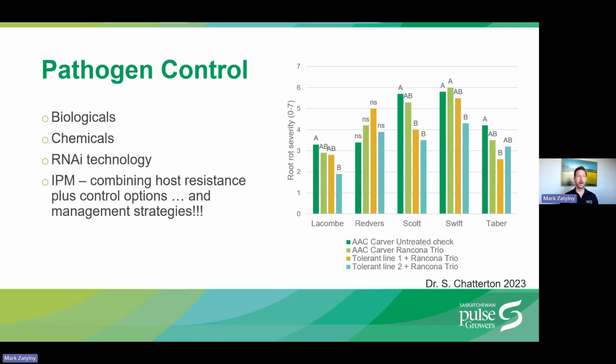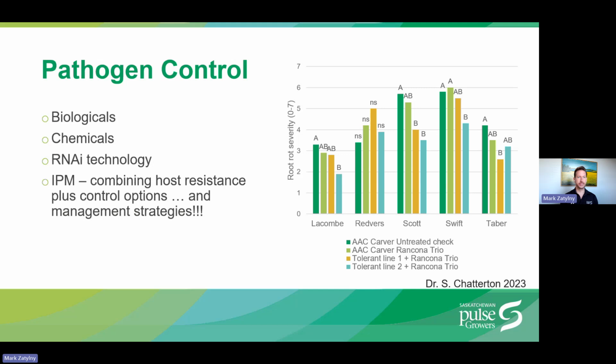There's also all these other options that we're looking at through controlling the pathogen. So there are several biological products that we're looking at in fields to see if there's any results from that. Chemicals such as seed treatments are being researched.